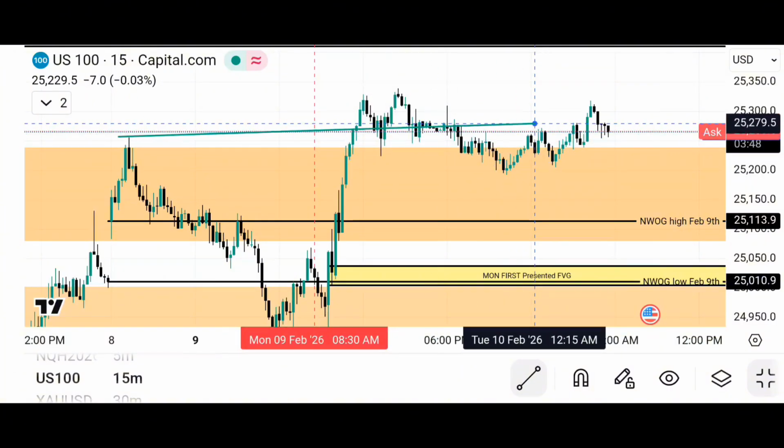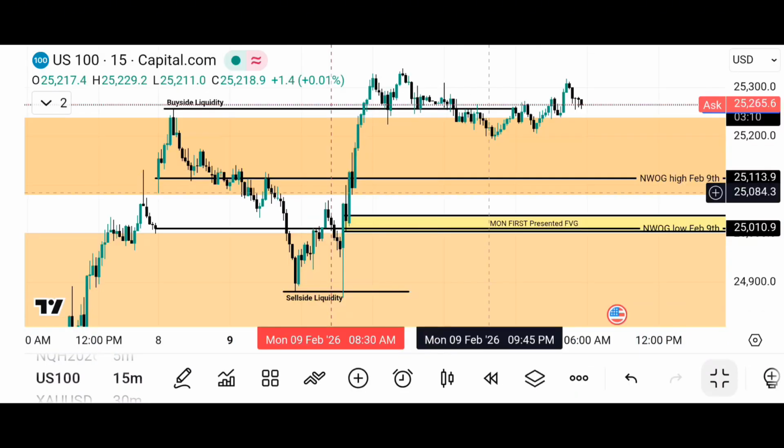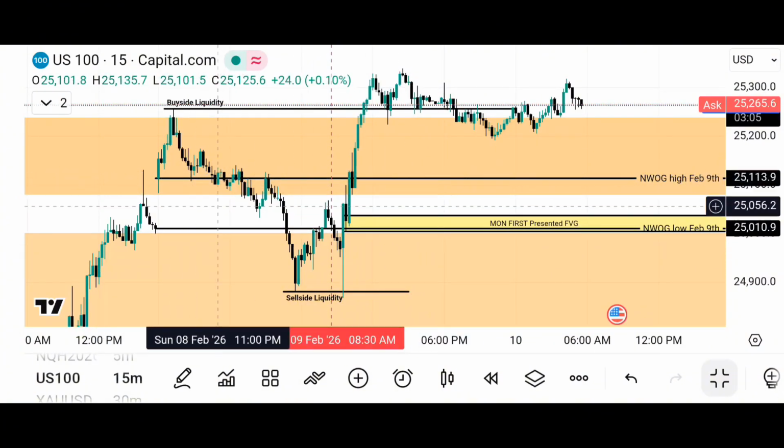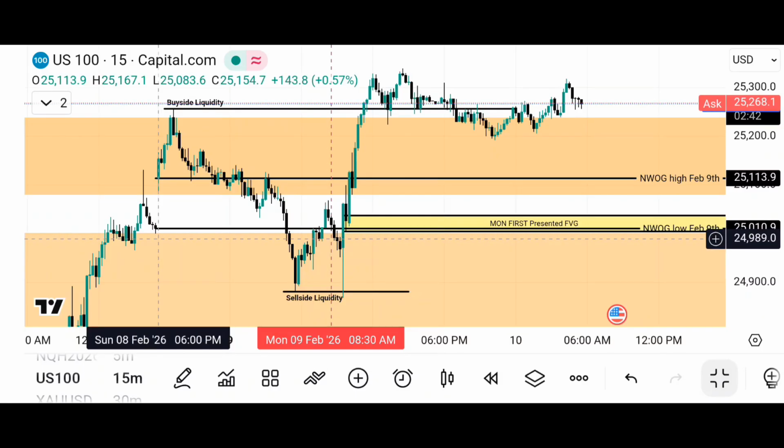Check out buy side liquidity. And before dropping down to the 5 minute time frame, I know some of you might be curious about this line and this line right here, also this gap right here. So after Friday trade closes, look at this candle, this Friday's candle on February 6th. After Friday trade closes and it reopens on Sunday. This is Sunday's candle right here. Sunday is 8th of February. It reopens on Sunday evening.